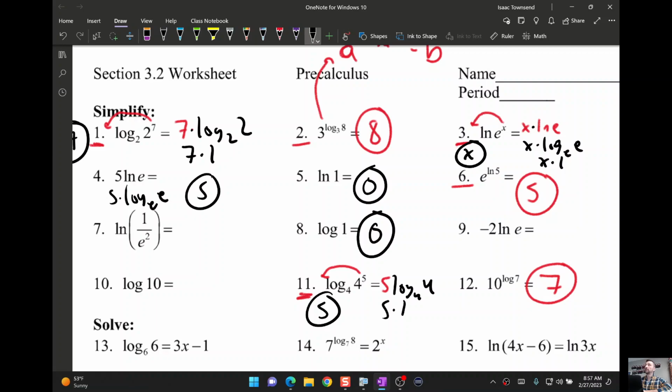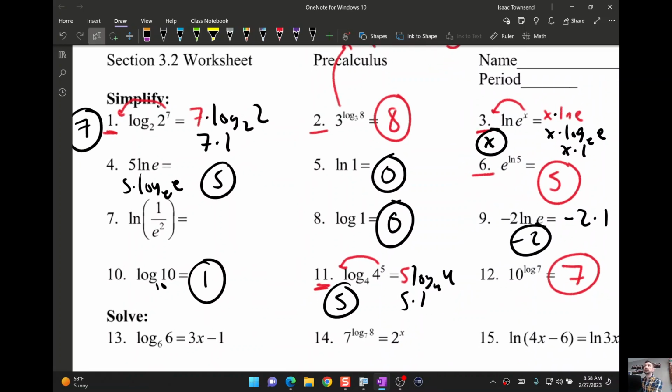Number 4 and number 9 are basically the same thing. It's negative 2 times the natural log of e. Natural log of e is 1, so negative 2 times 1. Number 10 doesn't have the base written there, but as we mentioned in question 12, it's base 10 if it's not written. So 10 to what power gives you 10? So all of those you really just need to know how to read a logarithm. It's a little bit quicker if you know the natural log of e is 1, because you just use it so often, you don't want to have to think about it all the time, but you should be able to figure it out in a moment if need be.